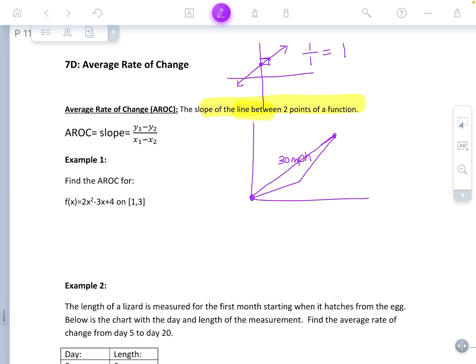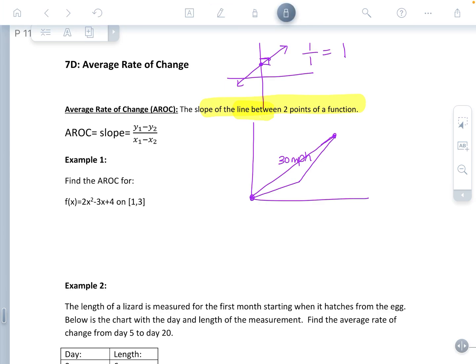Well, that's true, but you never actually went 30 miles per hour on your trip. You went 20 miles per hour and then you went 40 miles per hour. That's the way your average rate of change is going to be, except we're going to do it with parabolas, so it's going to be things that are curvy. So it really doesn't make any sense to find the slope of lines because it's curvy. It's going to be really hard. So we just find the slope, just like we always have, on that curve.